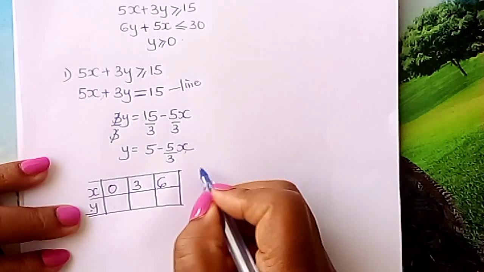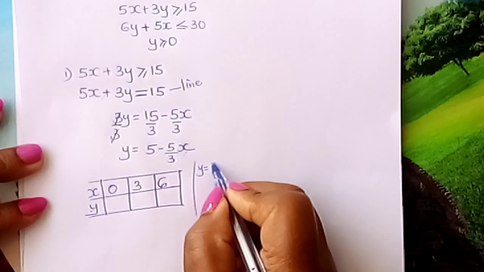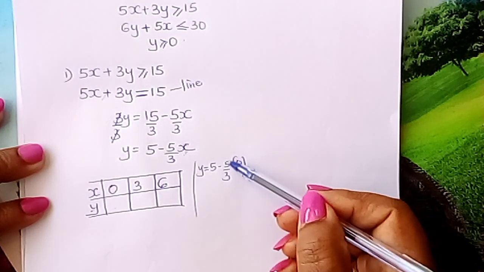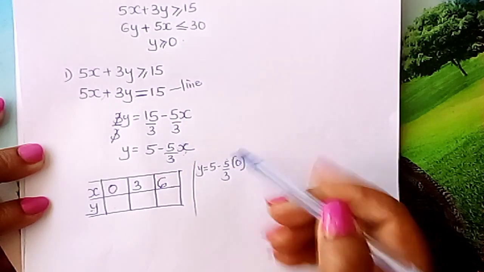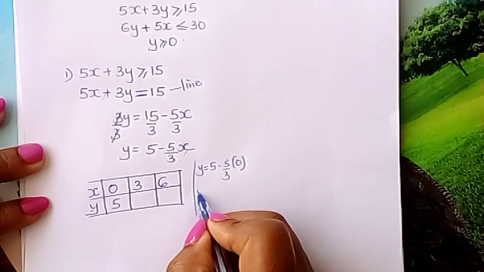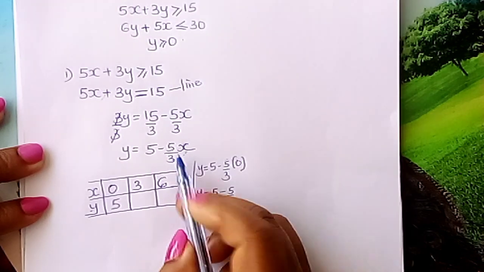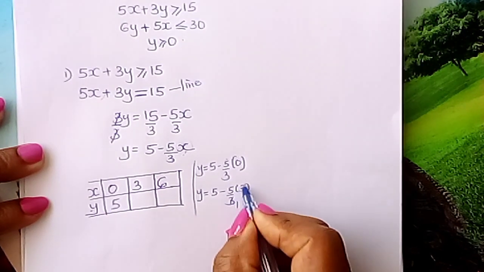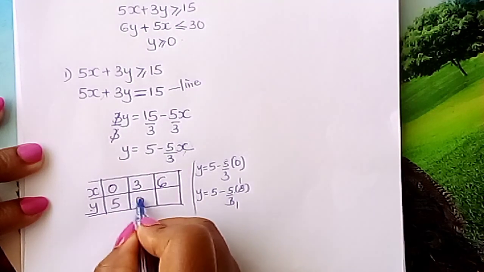When x is 0, what will be your y? Your y will be 5 minus 5 over 3, and you fix a 0 there. 0 multiplied by this fraction will be 0. So 5 minus 0 gives you 5. So your y will be 5. Come and fix it there. When x is 3, learner, you do the same. y will be equal to 5 minus 5 over 3, and then you fix your 3 here. You will see that the 3's will cancel out. You'll be left with 5 minus 5, which is 0.